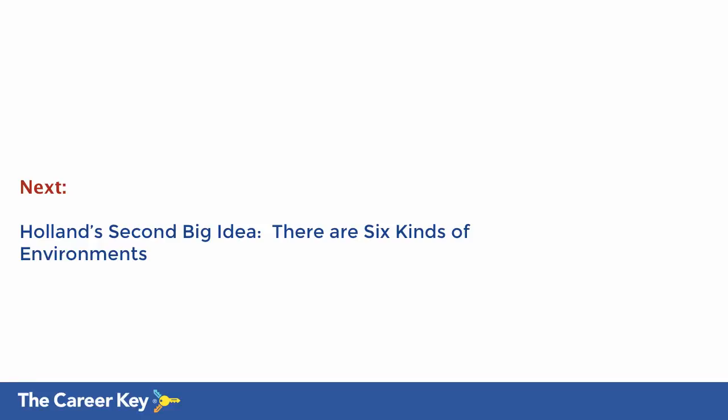In the next video, we'll take a close look at the Holland's theory's second big idea, that there are 6 kinds of environments.